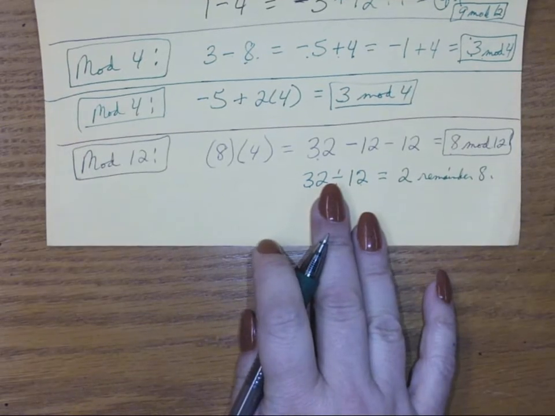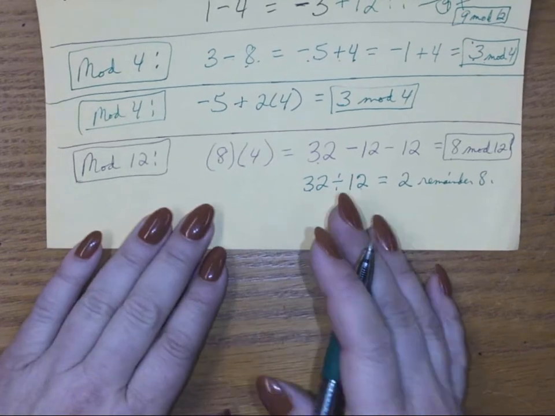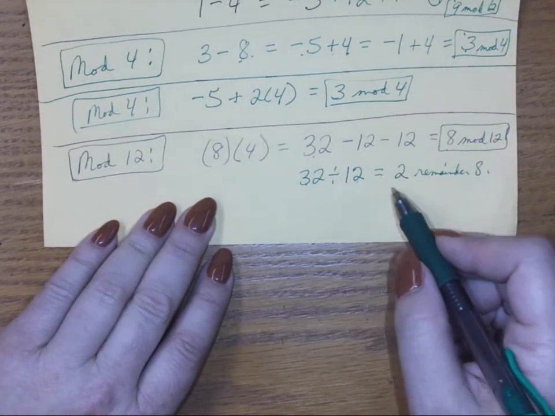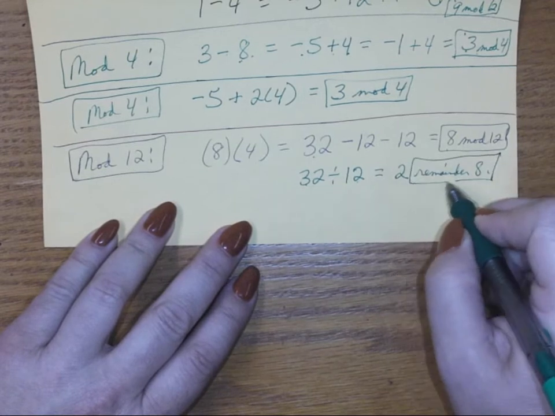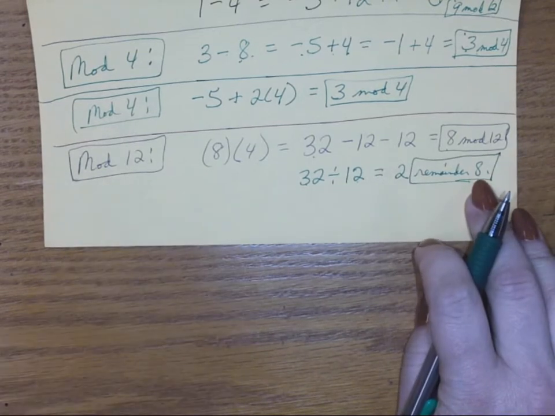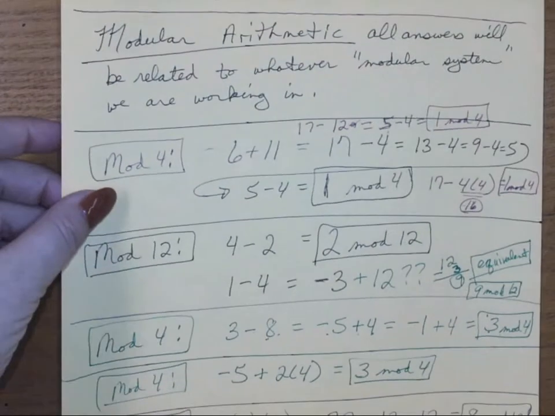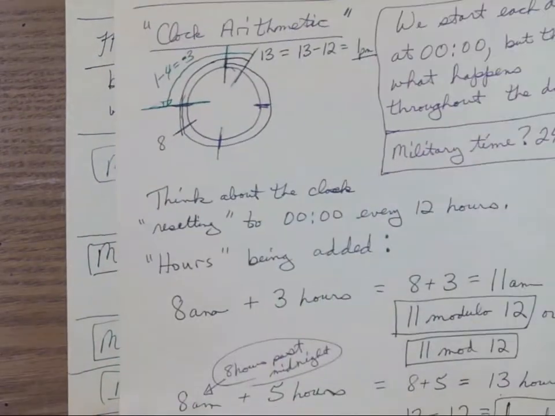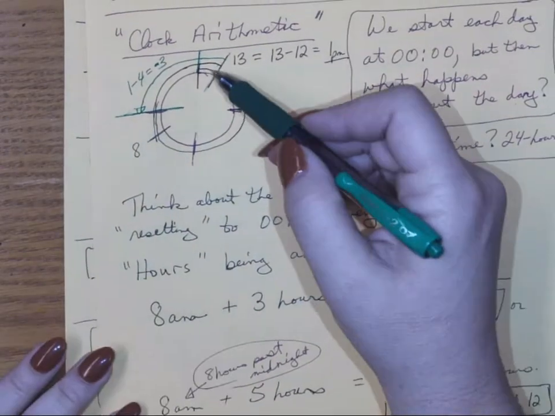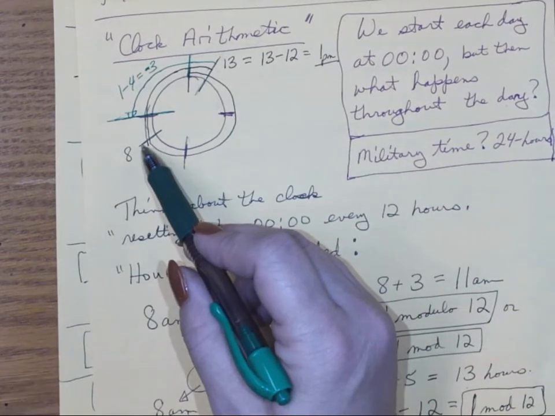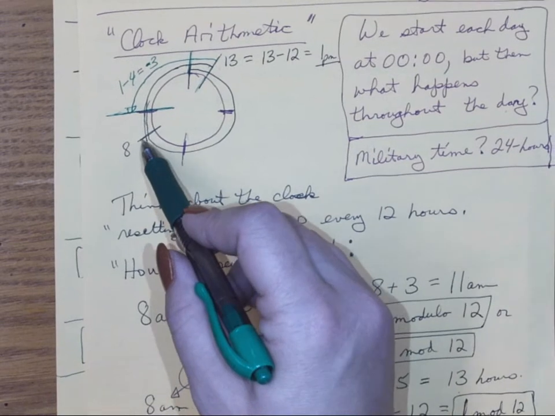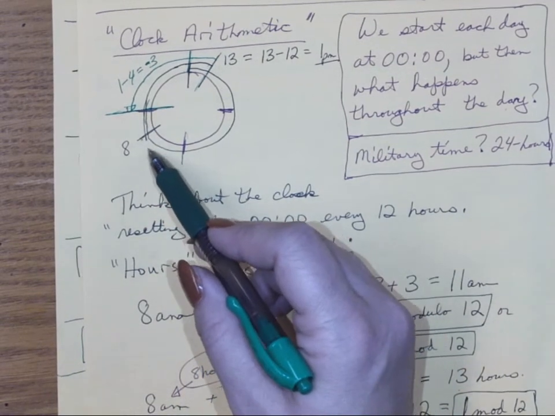Okay. I said before, what I'm looking for, I don't care how many times I go around the clock. That's not what matters to me. What matters to me is that I have a remainder of 8. That tells me where I stayed, right? So let's think about it this way. We were at 32, so let's think 32, 12, 24, 32, okay? And then I need to subtract out as many of those as I can.